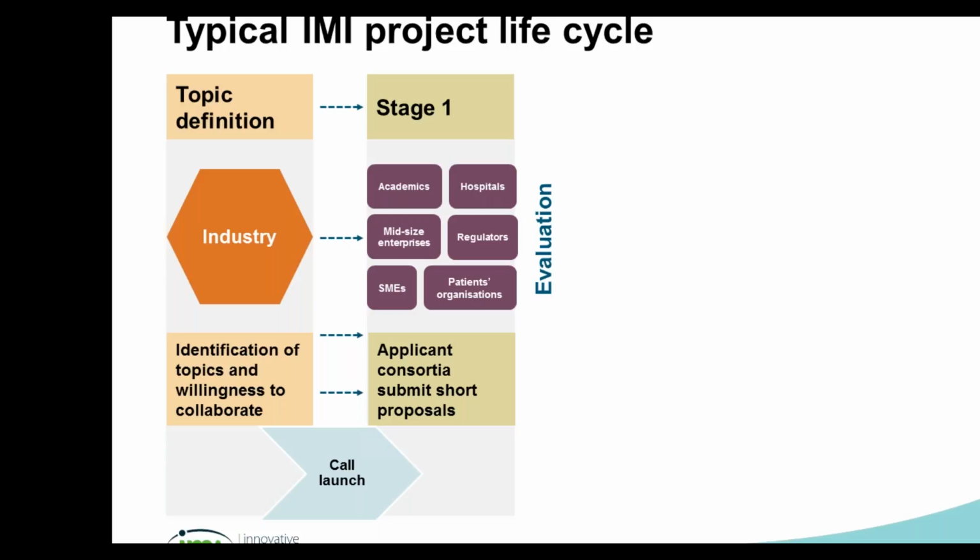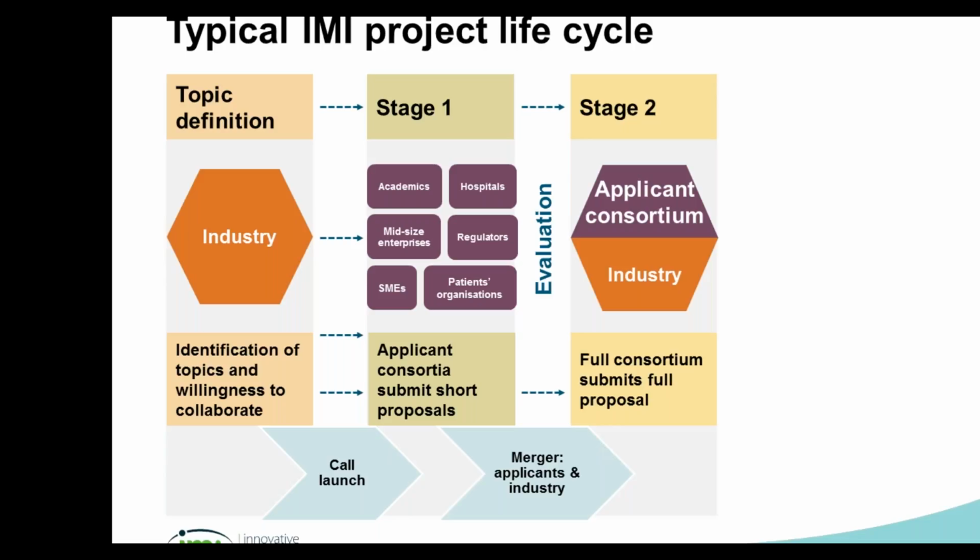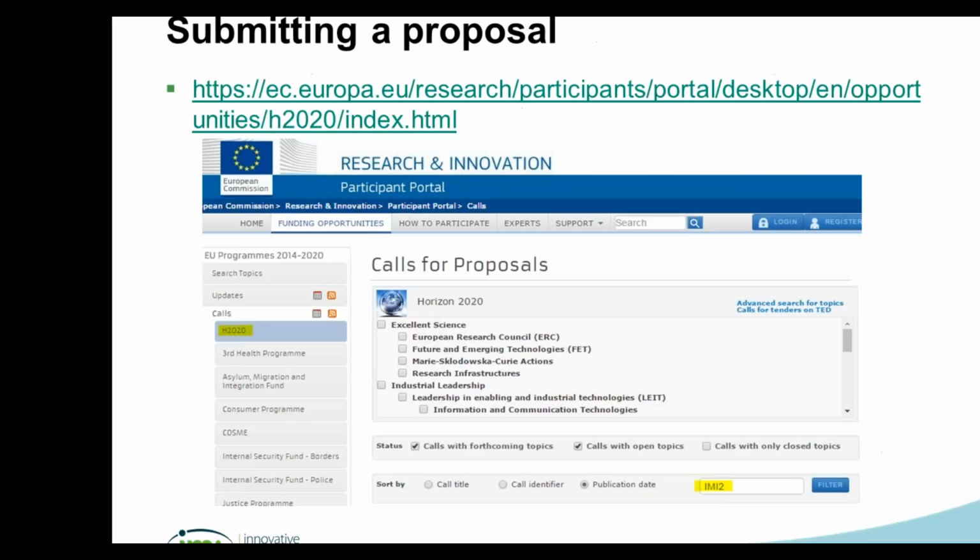This is the competitive stage, since there will be an evaluation of the proposals we receive by an independent expert panel. Only the first winner of these applicant consortia will move to stage 2, where there is a merger with the industry predefined consortium to really work out together the finalization of the full proposal, which will again be submitted and subject to evaluation by independent experts. If everything goes well, then the project can start.